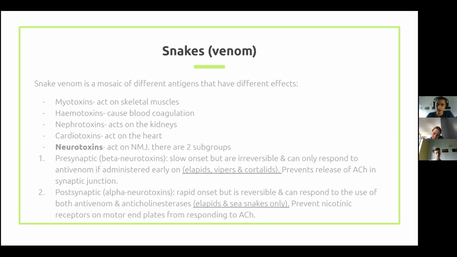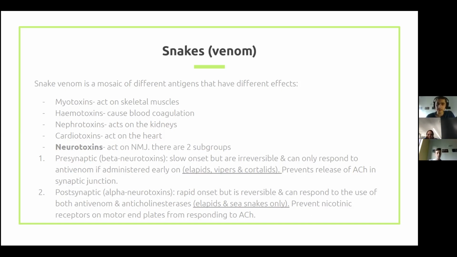So we've got beta neurotoxins, which act presynaptically on that first neuron, the one that's coming in. The effects for beta neurotoxins are slow, but irreversible. So if you don't respond to it quickly, like if you don't give antivenom quickly, then you can't reverse the damage that's caused there. Usually vipers, elapids, and crotalids are the sort of snakes that cause that. The effect is it prevents the release of acetylcholine from that synaptic junction, so it just stops transmission, full stop.